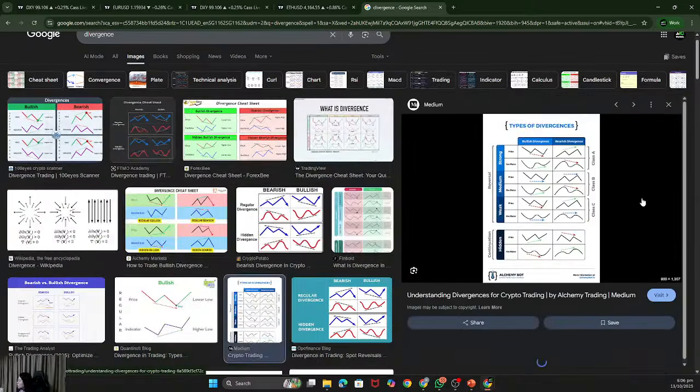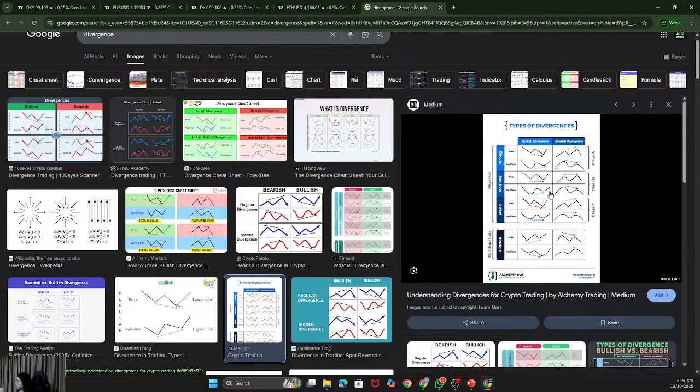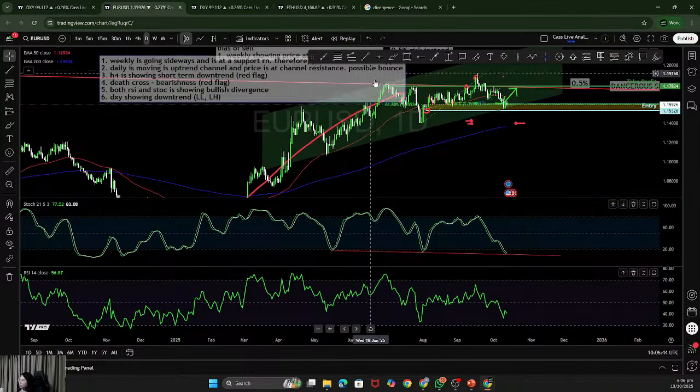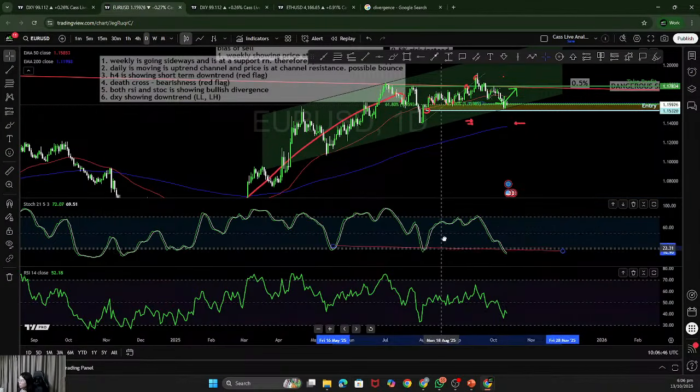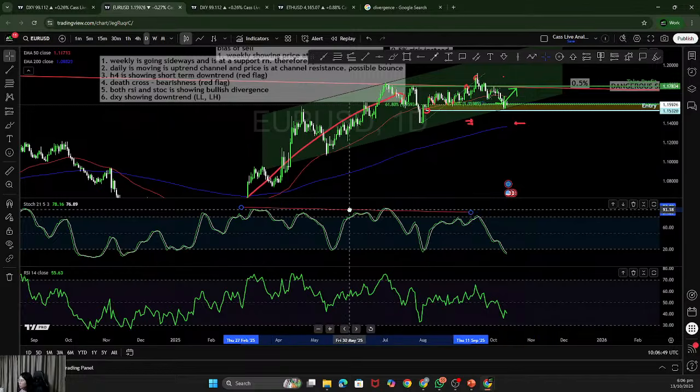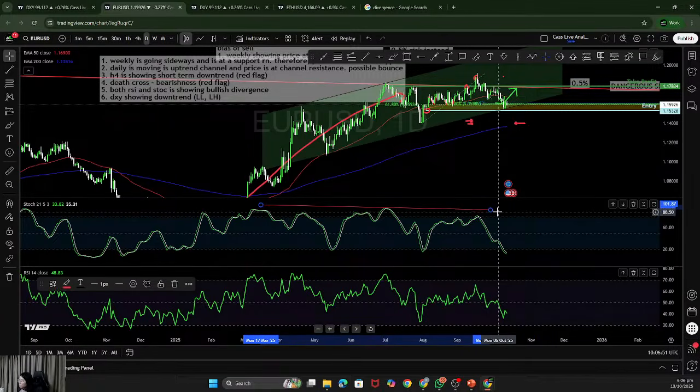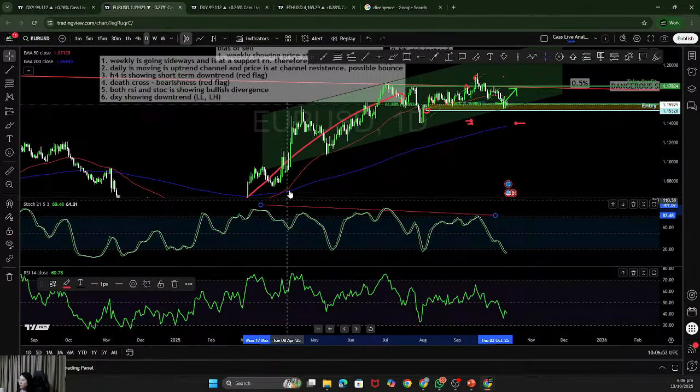Nice catch, nice catch. If price is moving up, bearishness. If price is moving up, but it's going down on the oscillator. Okay, actually, I don't see a divergence. That was not a valid divergence.